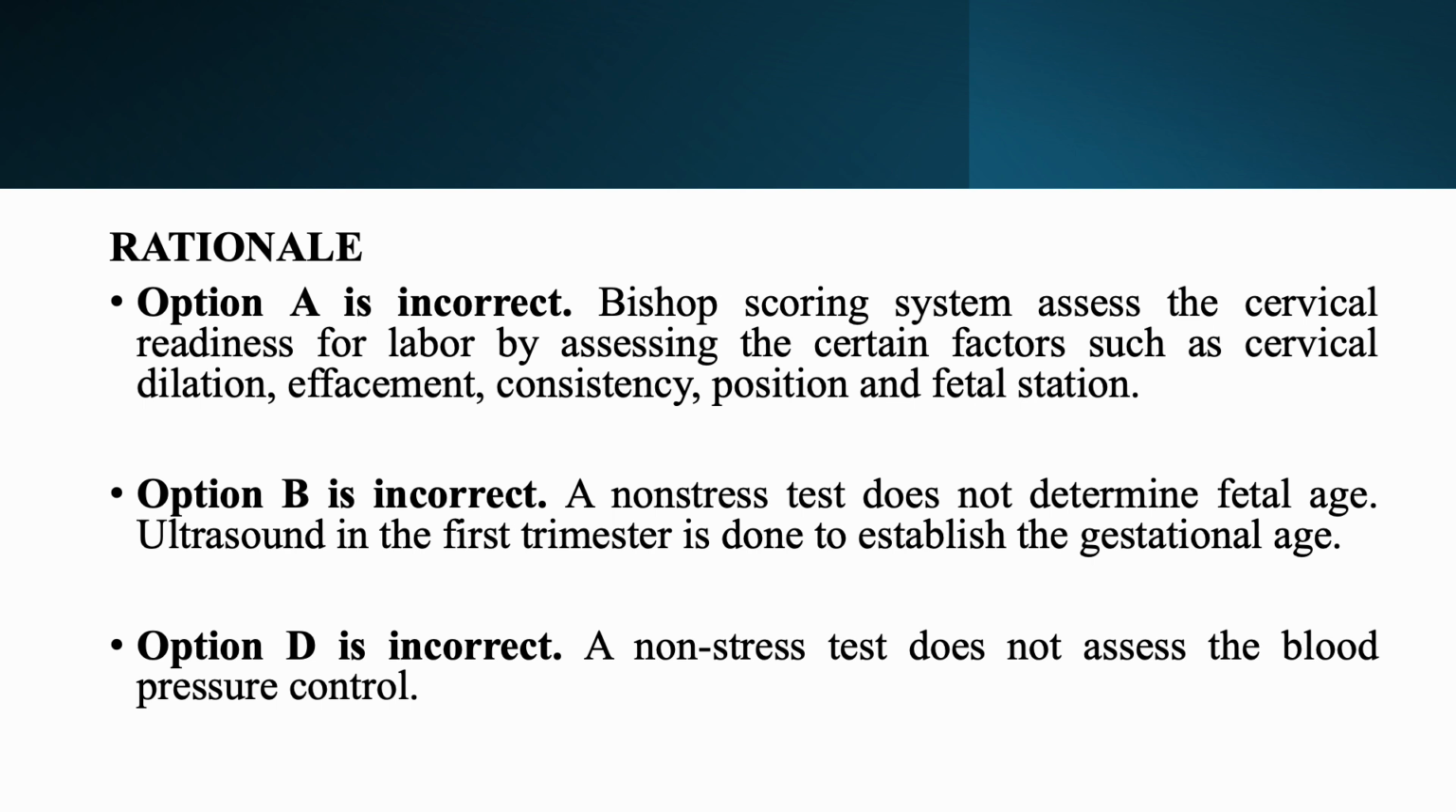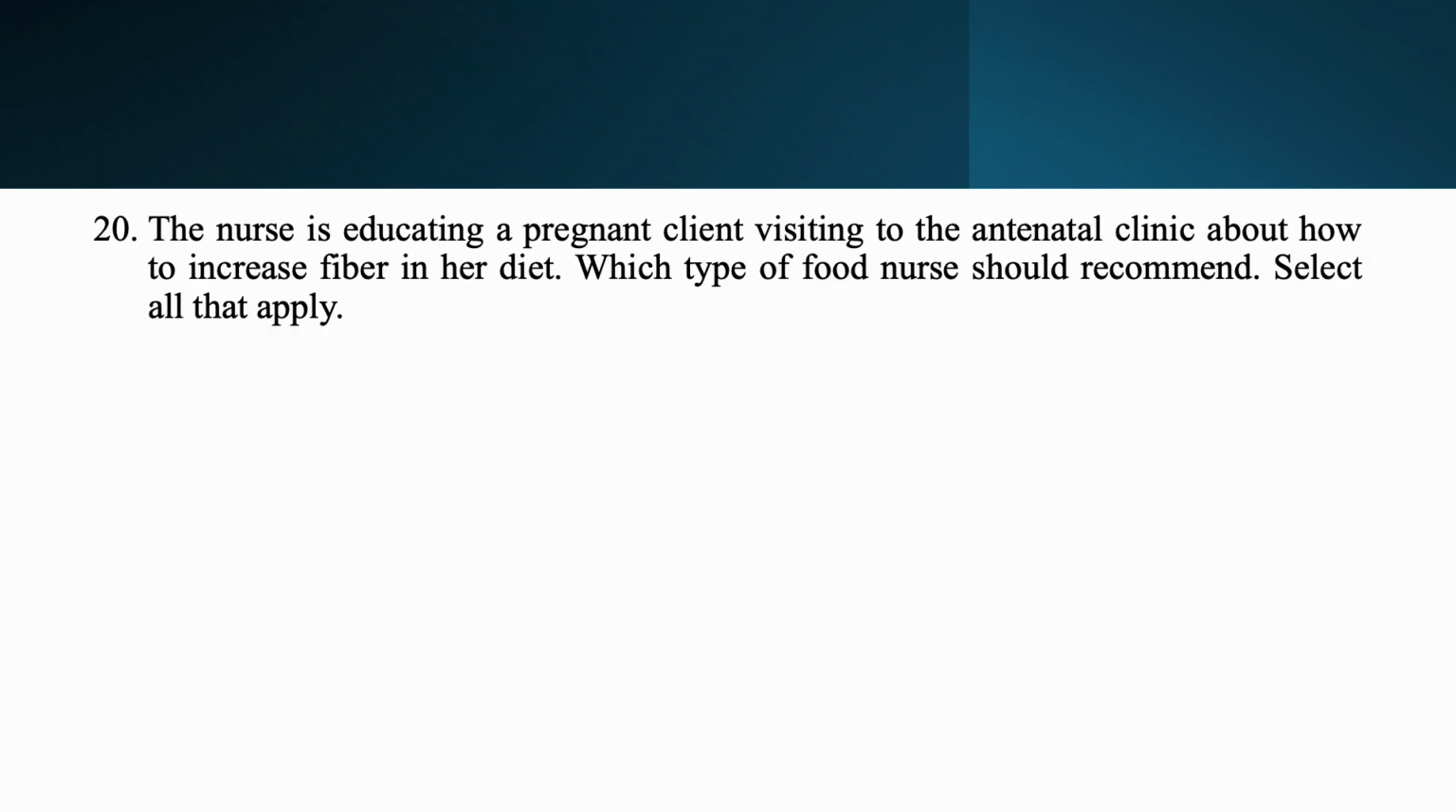Option A is incorrect. The Bishop scoring system assesses the cervical readiness for labor by assessing certain factors such as cervical dilation, effacement, consistency, position and fetal station. Option B is incorrect. A non-stress test does not determine fetal age. Ultrasound in the first trimester is done to establish the gestational age. Option D is incorrect. A non-stress test does not assess blood pressure control.